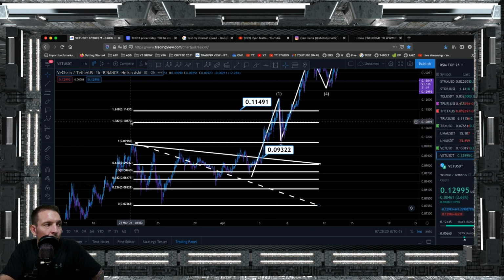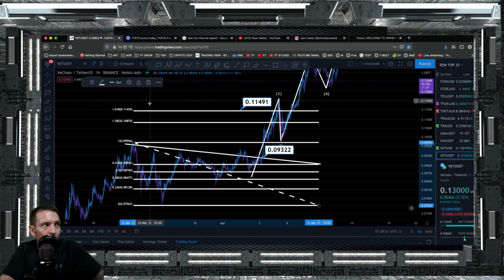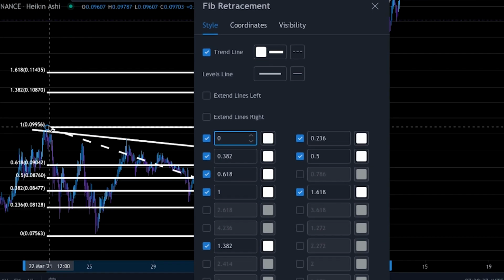So the first thing I want to show you guys is how to actually set up this tool so that when you pull it out, it looks like mine. And I'm going to teach you guys how to do it so it actually color codes it automatically for you. So we're going to come over here. We're going to double click on the Fib Retracement tool. So this is the Fib Retracement. So these are the key levels I use.